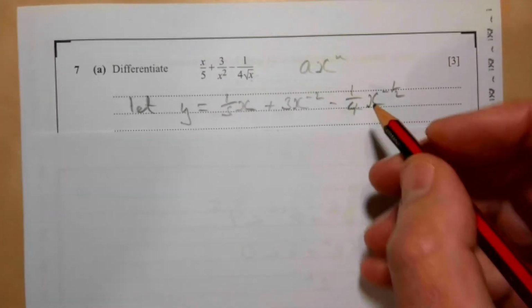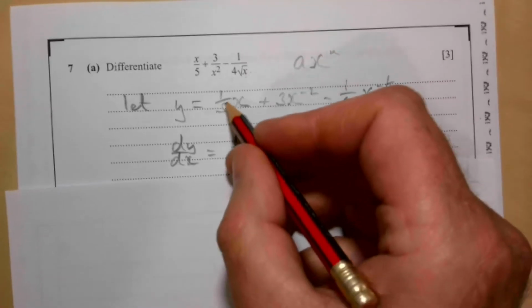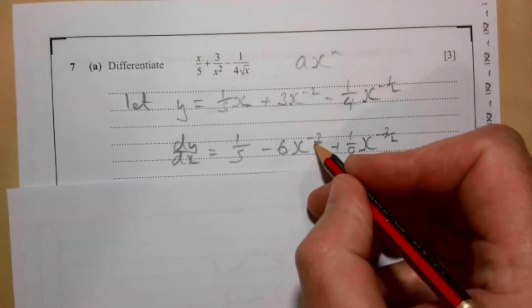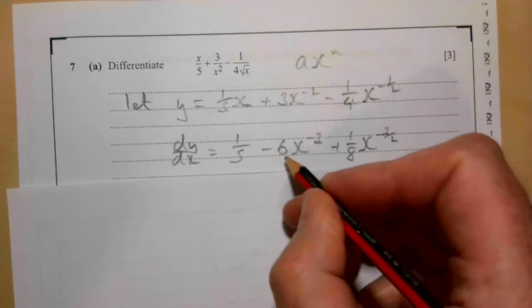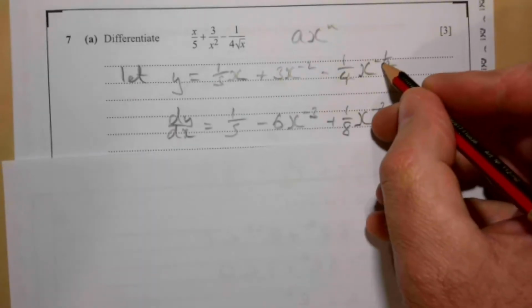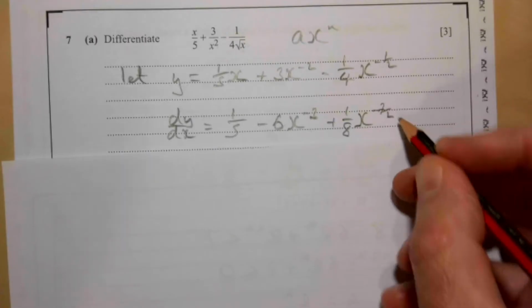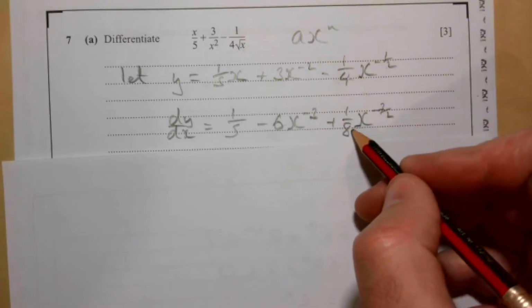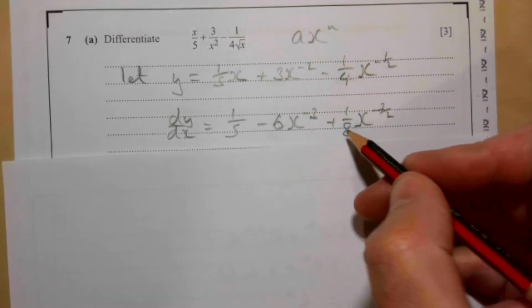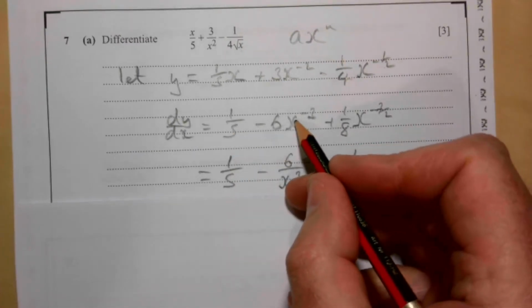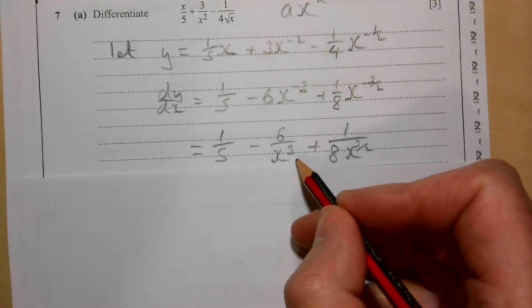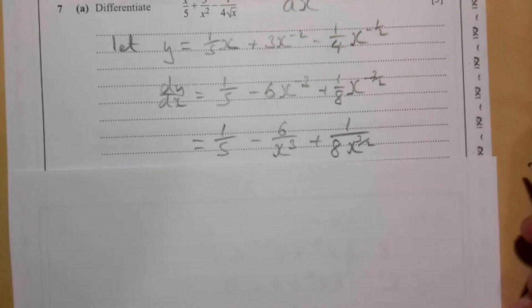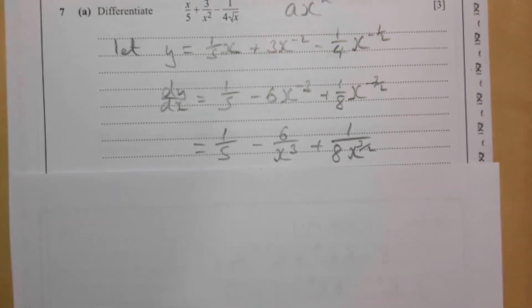I'm now ready to differentiate, so dy by dx is then going to equal a fifth. The x disappears. Here, take away 1 from the power, so it goes into the power of minus 3. Minus 2 times 3 gives me minus 6. Here, take away 1 from the power, minus a half minus 1 gives me minus 3 over 2, and then multiplying by the old power, minus a half times minus a quarter gives me an eighth. Just to tidy these up a little bit then, a fifth, bringing the x back down to the bottom, is minus 6 over x cubed, and again bringing the x to the minus 3 over 2 down to the bottom is 1 over 8x to the power of 3 over 2.